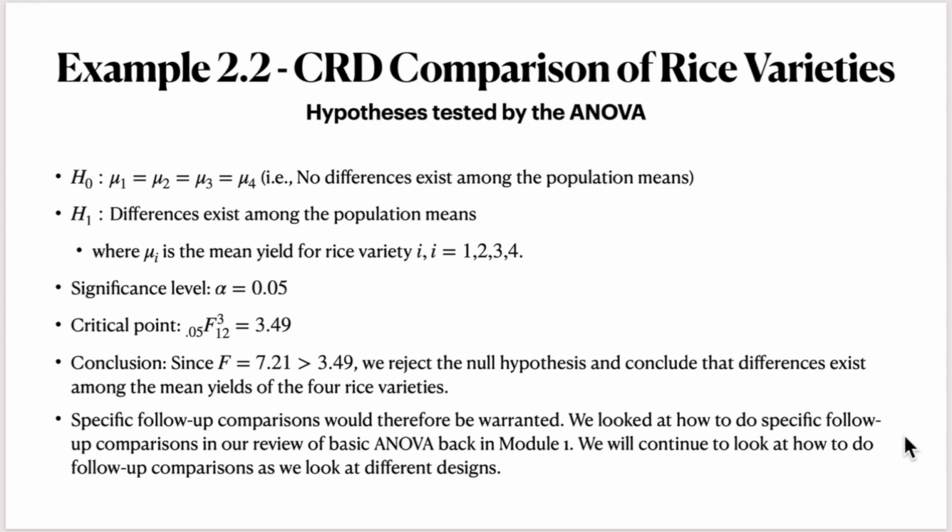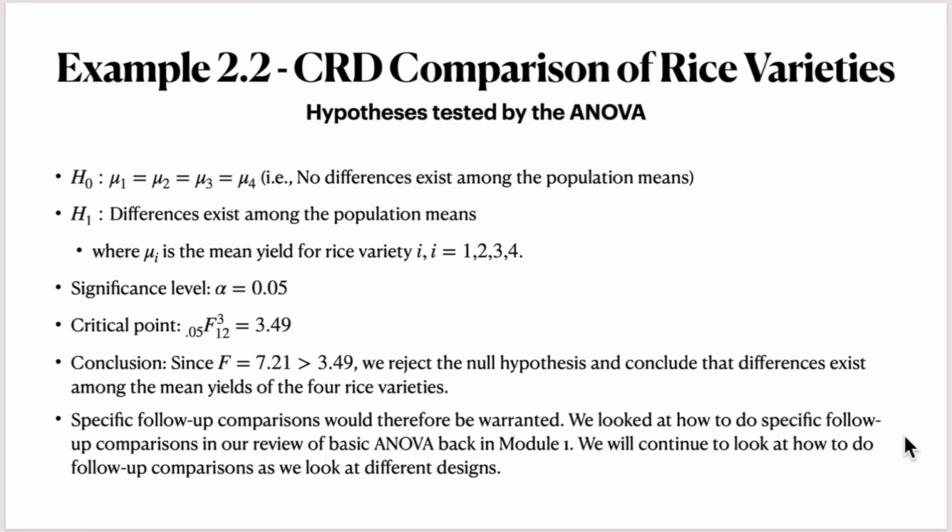Now, again, we looked at how to do specific follow-up comparisons in our review of basic ANOVA back in Module 1, in particular using contrast coefficients, so testing custom hypotheses utilizing contrasts. And so we saw how to come up with the contrast coefficients to do that. We saw how to do it by hand, and we also saw how to use SAS to do that, using the contrast statement, using the estimate statement, and also using the LSMEANS statement. So we know how to do these follow-up comparisons.